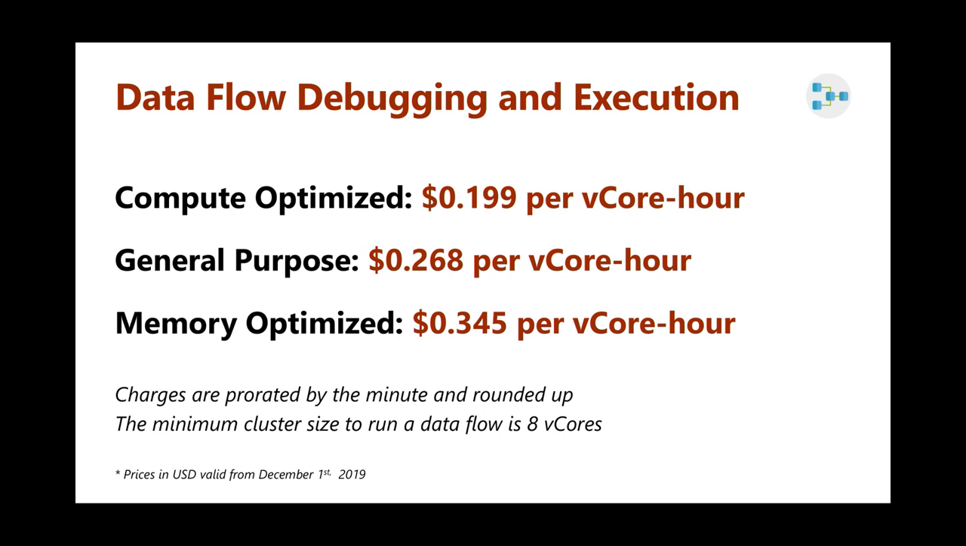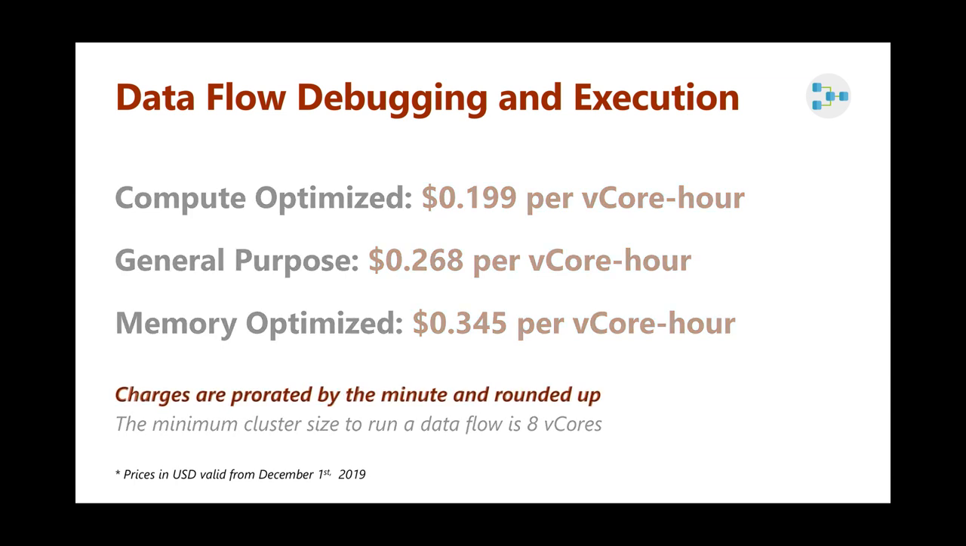This completely depends on the compute type that you're using to run your data flows on. Data flows are running on Azure Databricks clusters behind the scenes, and you can optimize that for compute optimization, general purpose, or memory optimized. And based on the cluster that you are choosing to run this on, it has a different price point. Same thing as with data pipelines, all the charges are prorated and rounded up to the nearest minute.